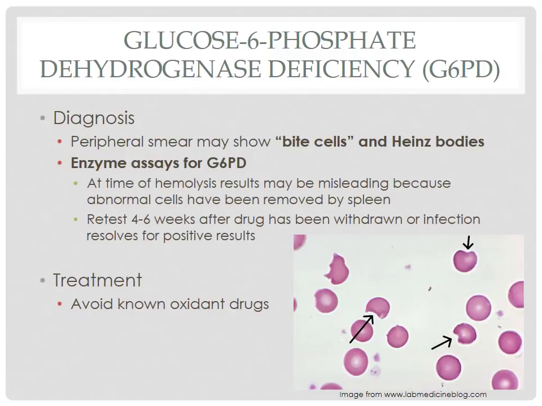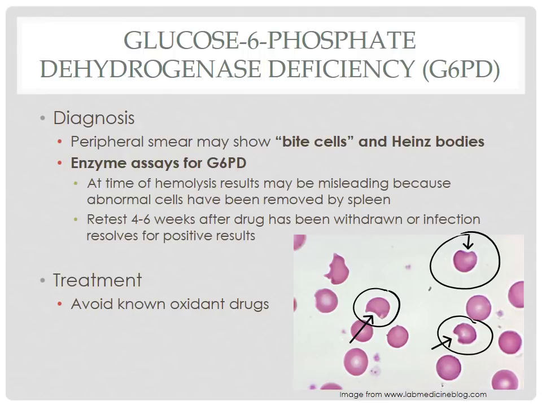The peripheral smear is helpful in suggesting G6PD and often shows both bite cells and Heinz bodies. The bite cells are caused by the spleen, where it is trying to remove the Heinz bodies from the red blood cells. So you can see some examples here of bite cells on the peripheral smear, and Heinz bodies, as we spoke about earlier in the lecture, are inclusions in the cell.